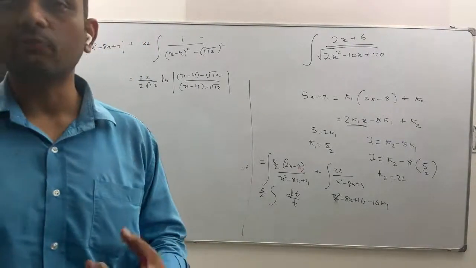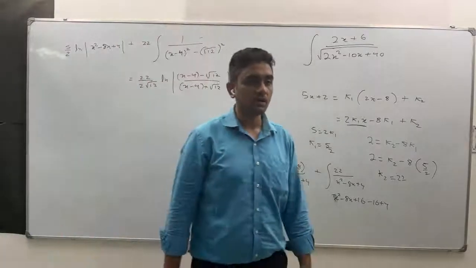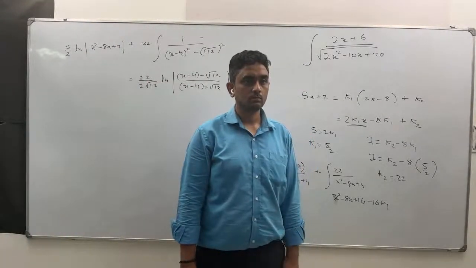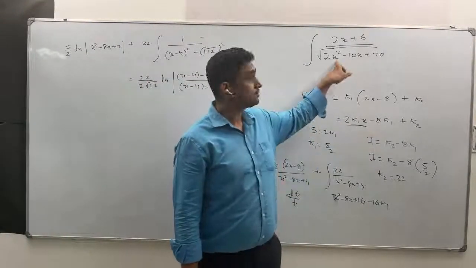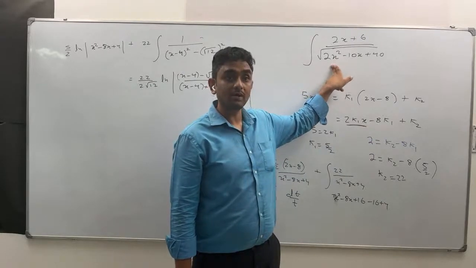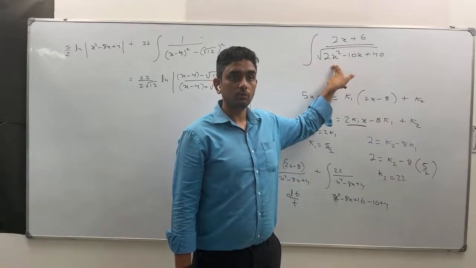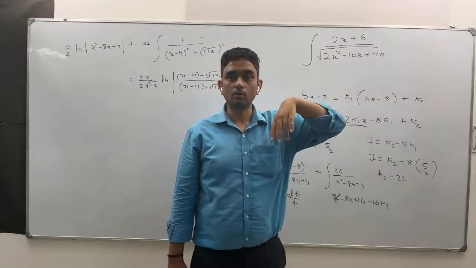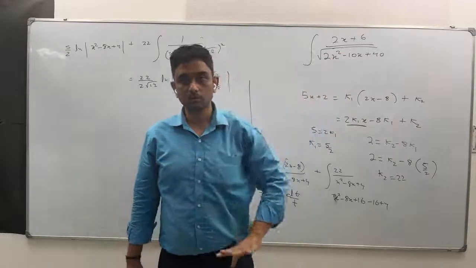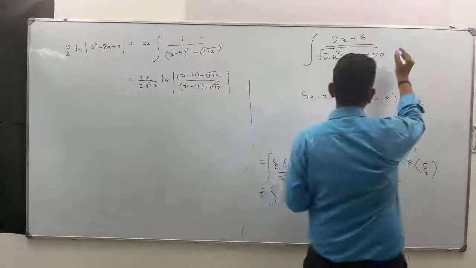Now, what is the difference when you compare with our standard form? You have the x square coefficient as 2, unlike previously. So what will you do? Take the 2 outside, common. Root 2 will come outside. That's it. Simple. So rewrite it like this.